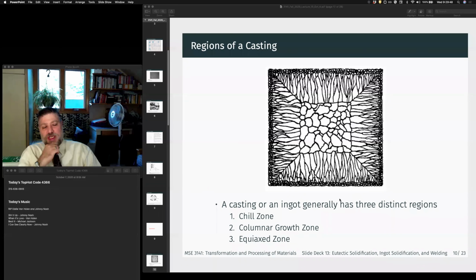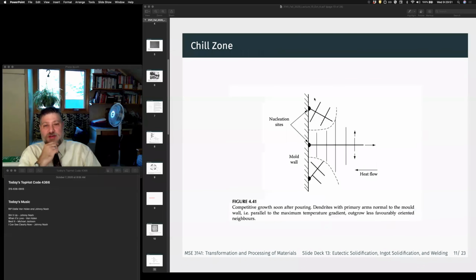But anyway, let's take a look at each of these layers. In the chill zone, we have easy homogeneous nucleation. Let's just assume for the moment that these nuclei are random with respect to their orientations. So you can have a nucleus whose crystal orientation is this way, or this way, or this way, or this way. These nuclei happen at any direction.